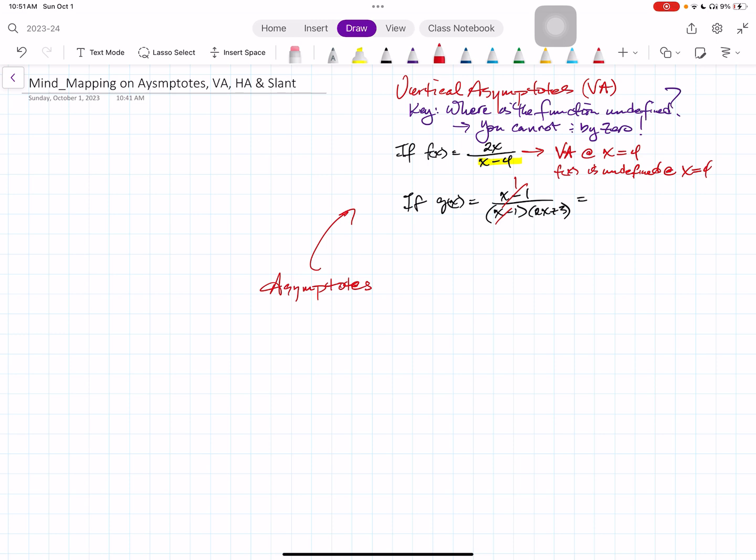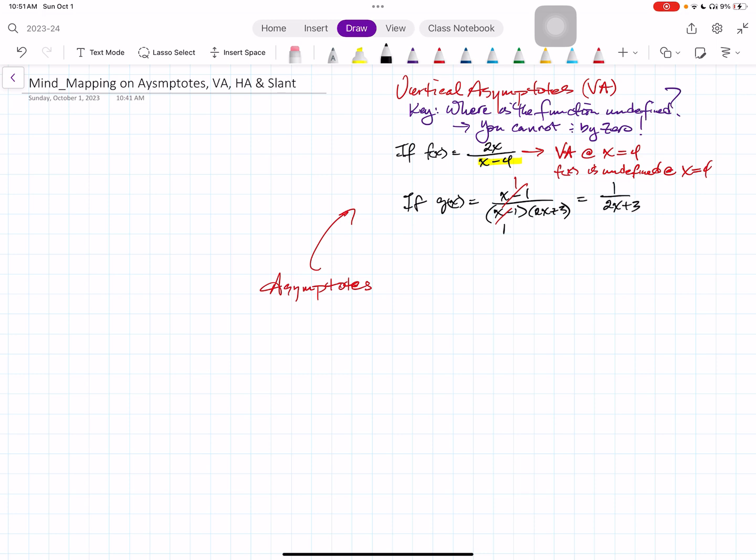But we don't have a vertical asymptote at 1. We have a vertical asymptote wherever the function's undefined in the other term here. So let's simplify it a little bit. We get 1 divided by 2x plus 3.